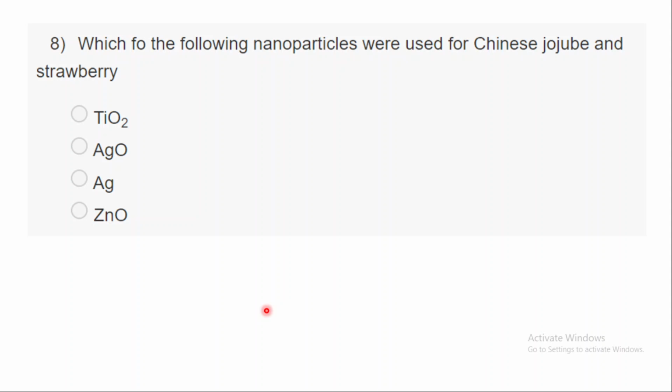Strawberry and Chinese jujube are very high value fruits. Strawberry is very costly. Chinese jujube too. It's not a cheap vegetable or a berry. So nanoparticles are used to increase the quality and shelf life of these items. So which of the following nanoparticles do you think is used in Chinese jujube and strawberry preservation or increasing the quality? Option A, titanium dioxide. Option B, silver oxide. Option C, silver. Option D, zinc oxide nanoparticles.